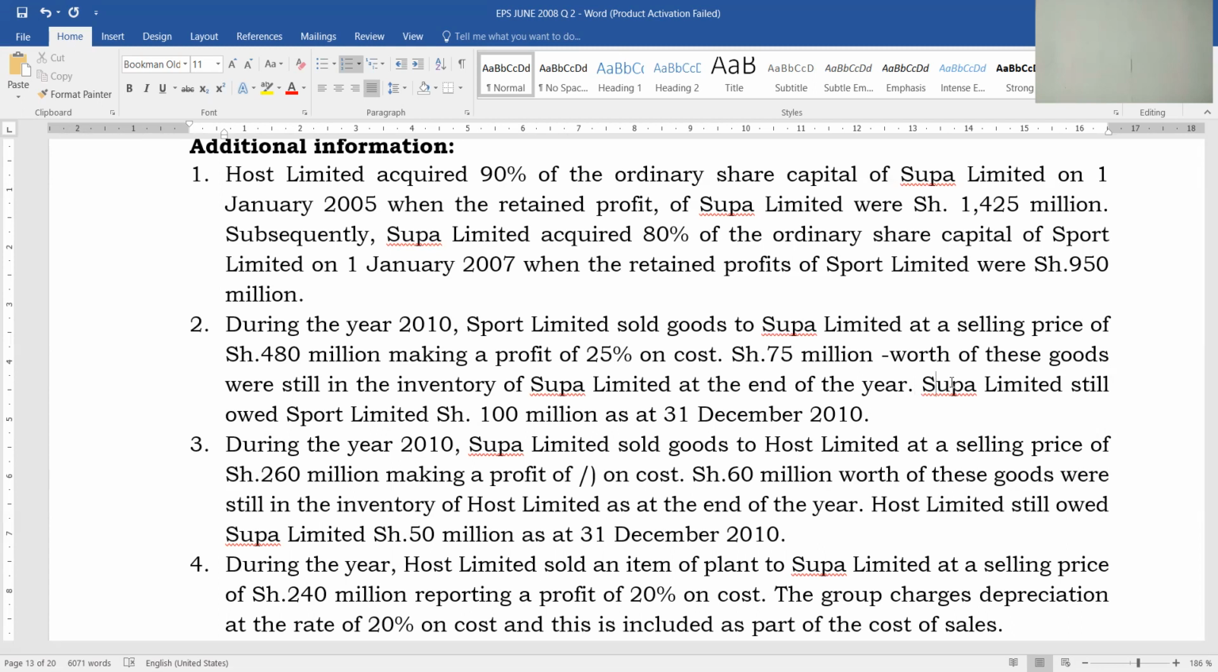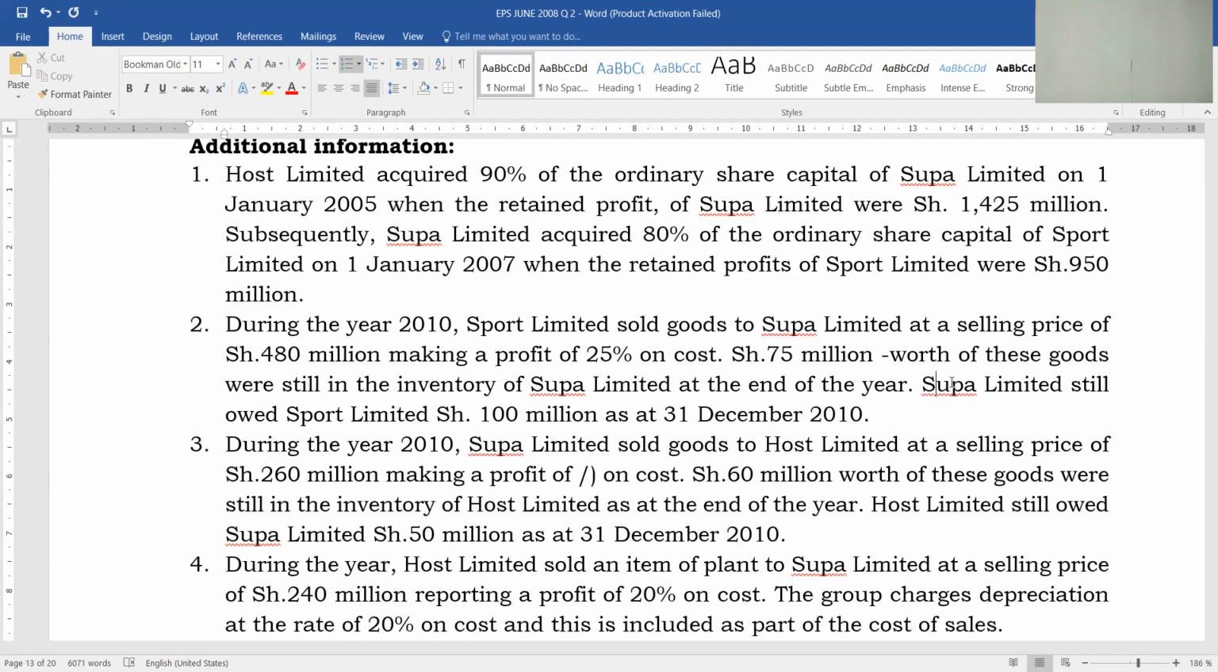So since now the 75 million worth of the goods are unsold by the entity which received them by the end of the year, it means that that entity has not realized the entire profit. Which implies that there is unrealized profit on the stock, because now the 75 million of the goods were unsold by Super. And remember, Super is the one which received the goods and they paid Spot.